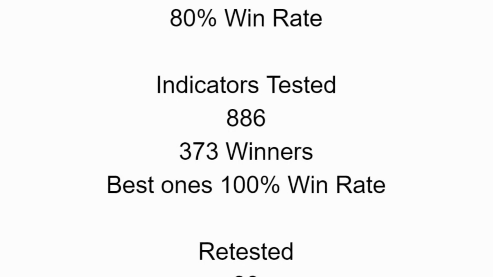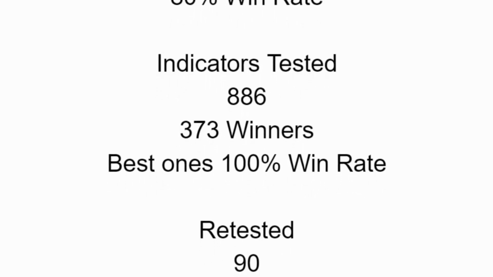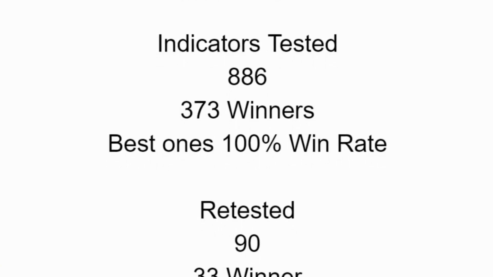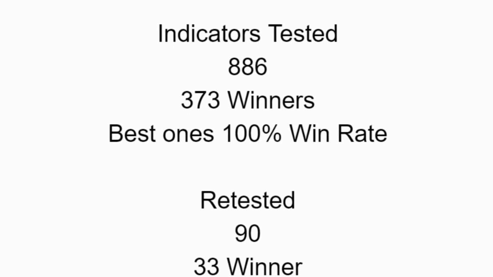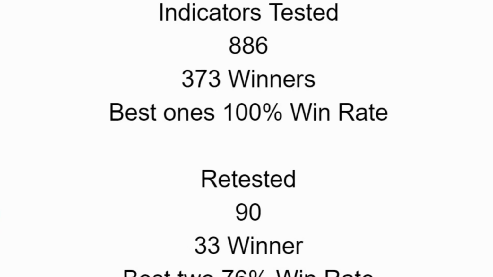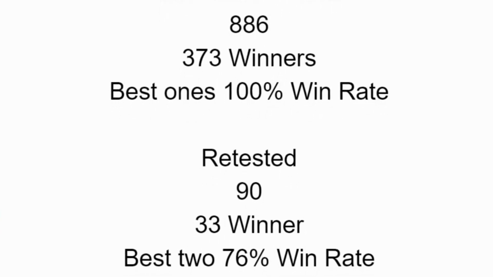Now you need to go back and watch those videos to understand the context of how they were able to achieve that. So go back and watch those videos and see what you can get out of those winning indicators. We've also retested in the advanced testing 90 of the winning indicators. 33 of them have been able to maintain the winning status, the best to a 76% win rate.